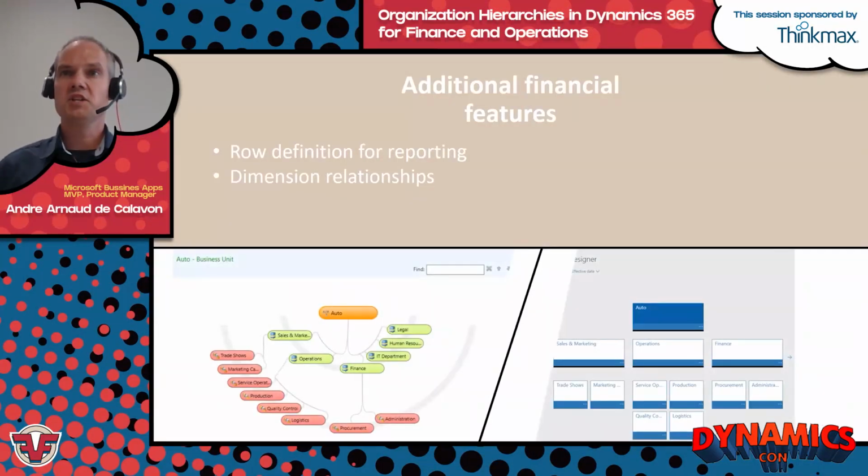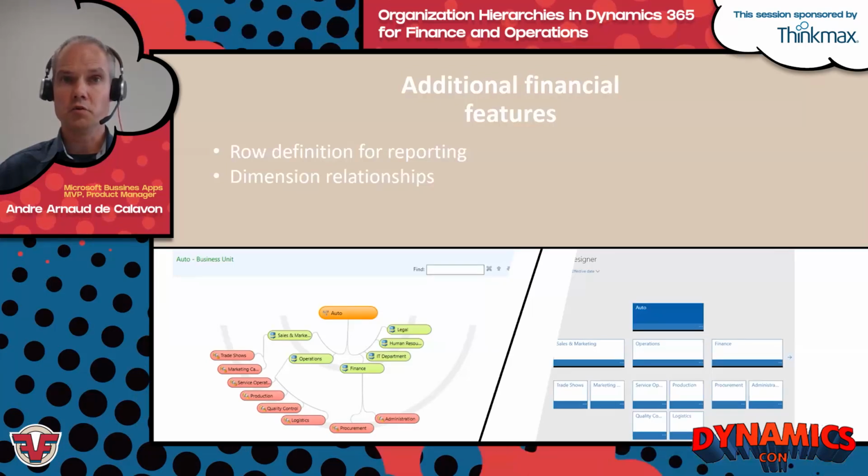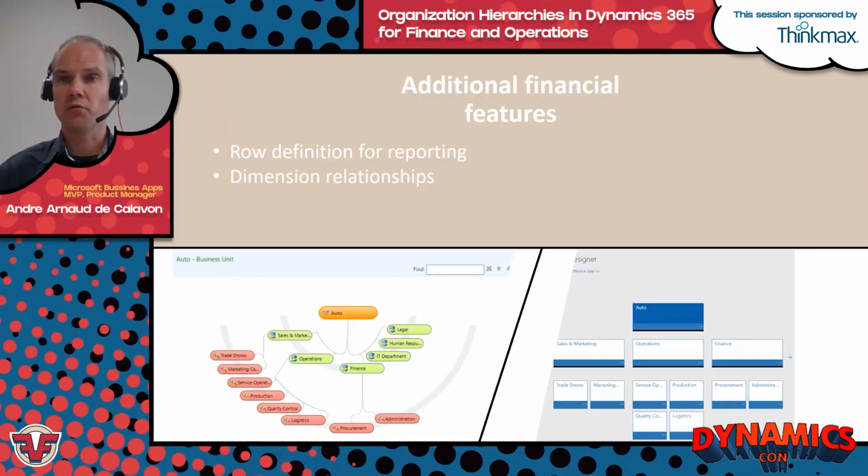What you can do, some additional financial features, not only within the system, but also outside. You can use the organization hierarchies if it has been determined on the business units, the departments and cost centers, for example. Those are also the financial dimensions. You can use them as a row definition for the management reporter. Below you'll see the difference also between the AX2012 form and how it now looks in Dynamics 365.